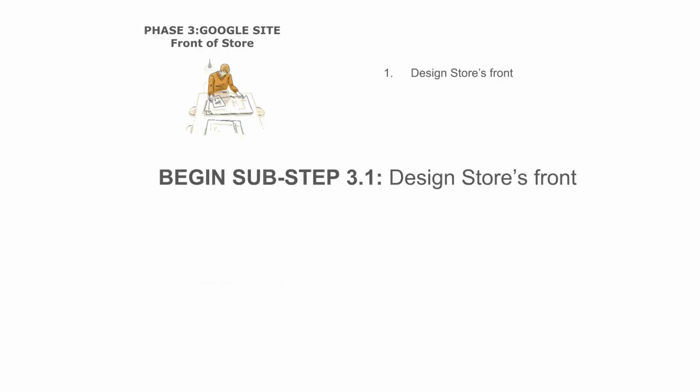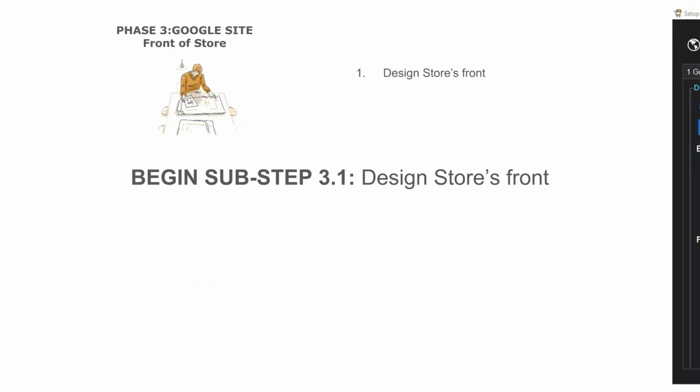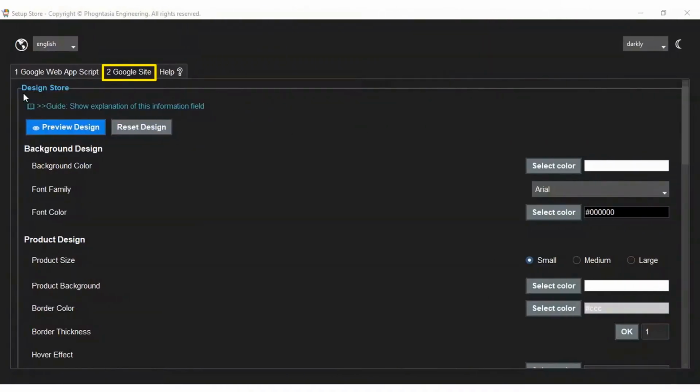Let's start with the first step, designing the storefront interface. Open the Setup Store tool. In the Google site interface, there will be a Design Store section. We will mainly work here.